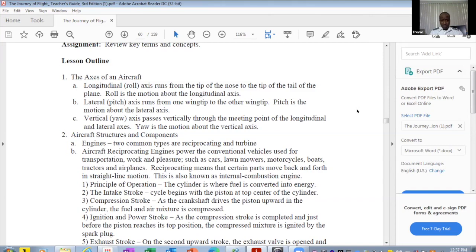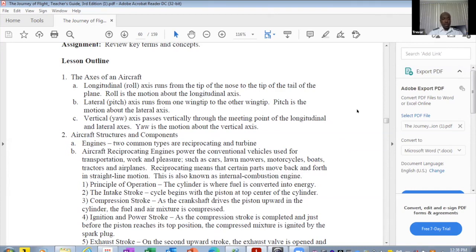The vertical axis is, again, an imaginary line that runs vertically through the vertical fin from top to bottom. And movement around the vertical axis is called yaw. That is accomplished when you press the rudder in the aircraft, left and right, which causes the nose of the aircraft to yaw to the left and to the right. So those are the three axes of an aircraft: the longitudinal axis, which is roll, the lateral axis, which is pitch, and the vertical axis, which is yaw.